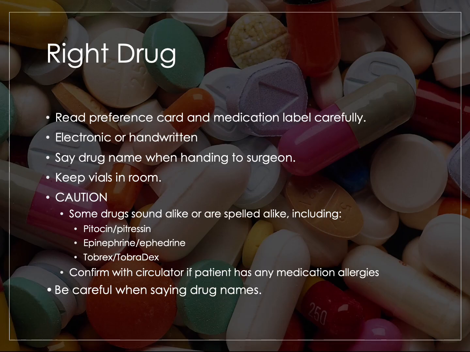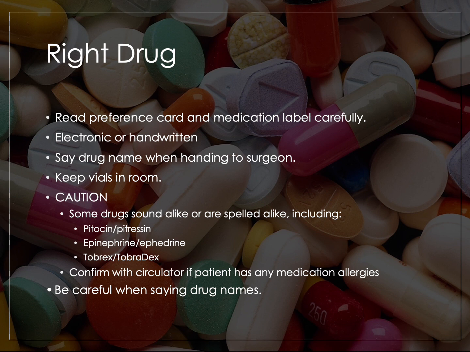As I mentioned previously, the first right of medication administration is right drug. So again, where do we go to determine which drugs are needed for our case? The surgeon's preference card should provide us with that information. Preference cards may be electronic or they may be handwritten. Either way, it's really important that medication names are written correctly and legibly. We also need to check the medication's label carefully to help ensure that the right drug is being used.